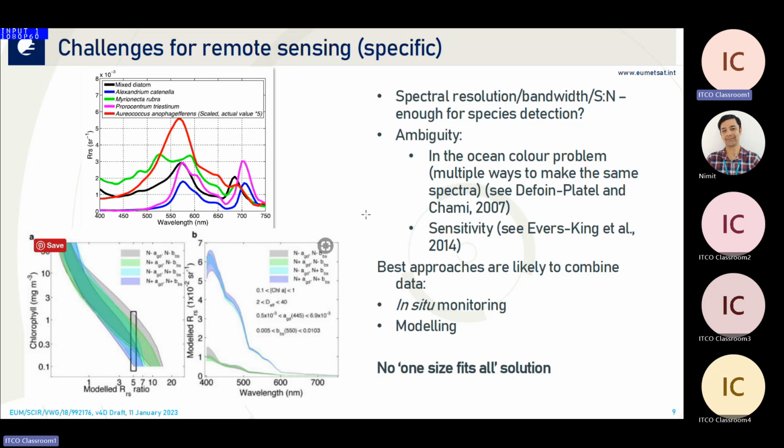So the best approach usually is to combine remote sensing, different spatial and spectral resolutions, with in situ data, and try to do a hybrid model and work with that. And there is no one size fits all solution. So it's really very localized for the type of bloom I want to study and the location I want to do it.